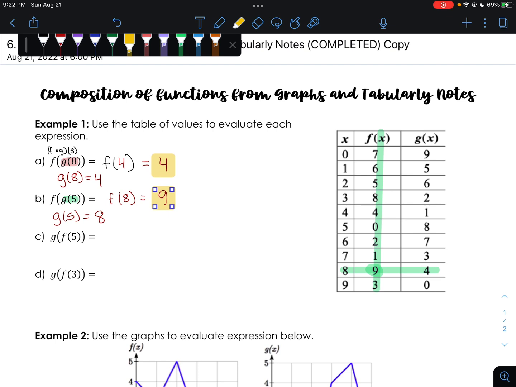If you want to pause this video and give it a try, pause the video, try C and D, and then check your answers once you're done. So we have f of g of 0, starting with f of 5. Let me erase what I already have. For f of 5, we look here, we see where they intersect. That would be 0. So f of 5 is equal to 0. So we want to find g of 0. Here's 0, here's g. It looks like it is 9.